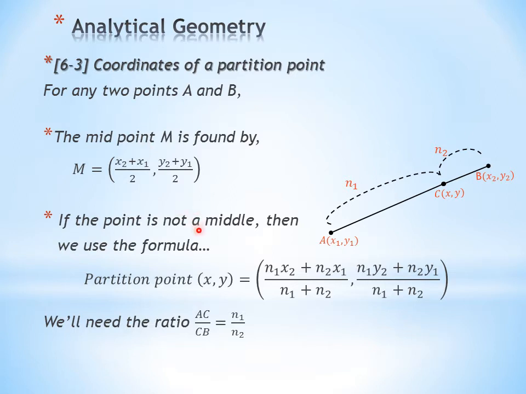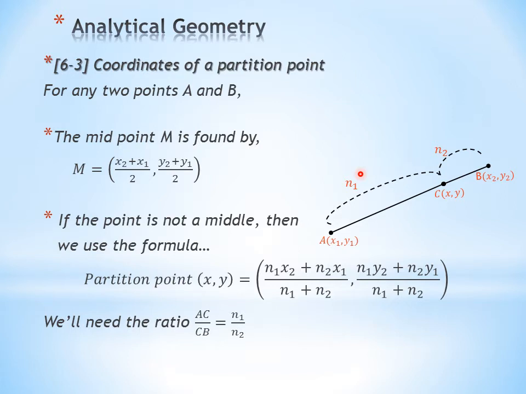But in case the point is not in the middle, what we will do is look at this figure. For example, here we have this point B and this point A, and these are their coordinates. I want to find the coordinates of a point which does not lie in the middle, but is making a partition for the length between A and B. So this first length, we give it the symbol N2, and the second one N1.